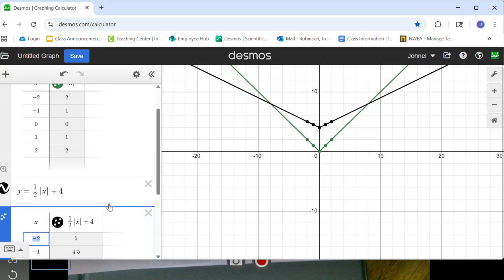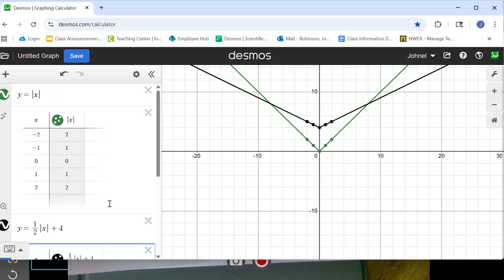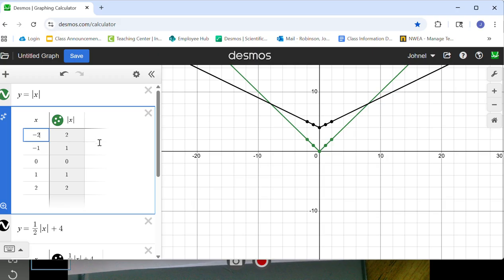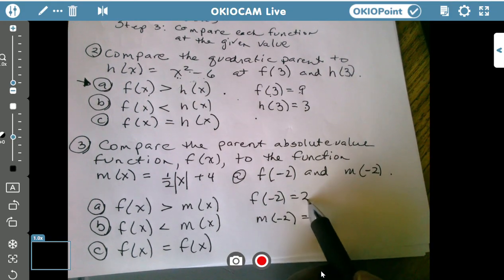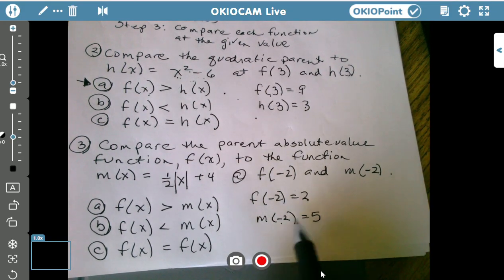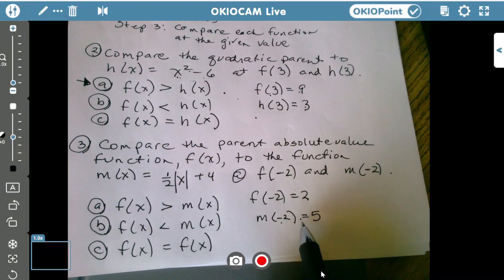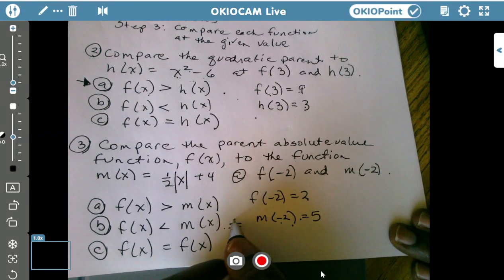Alright, and we're looking for f of -2. At -2 the first function is 2. So I'm going to write f of -2 equals 2 on my paper. And the second function is m of -2. I get 5. So over here on my paper I wrote f of -2 is 2, m at -2 is 5. The second function is greater. So B is the correct answer.